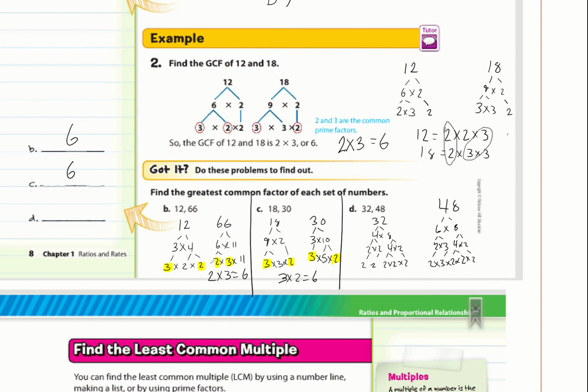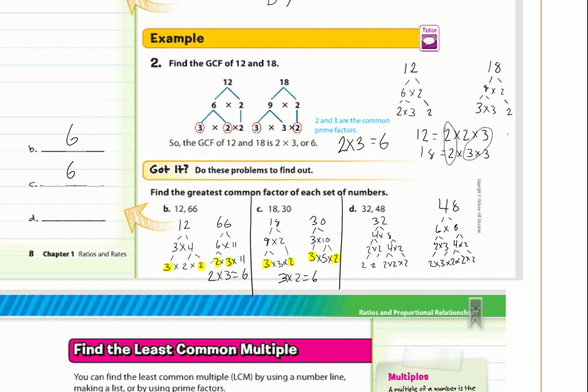For C, 18 is 3 times 3 times 2, which we already established in the example above. 30 we split up to 3 times 10, so that's 3 times 5 times 2. Now our common factors, I can pair up a 3, and I can pair up my 2's. So I have 3 times 2 equals 6.